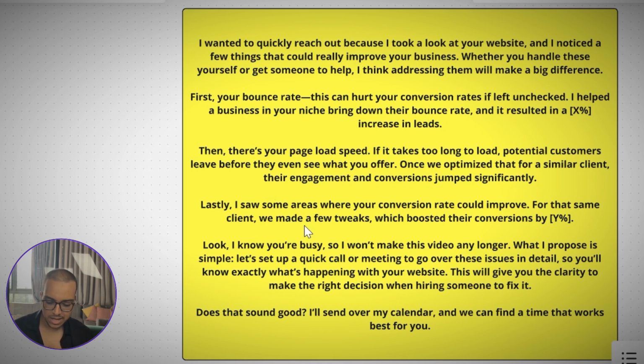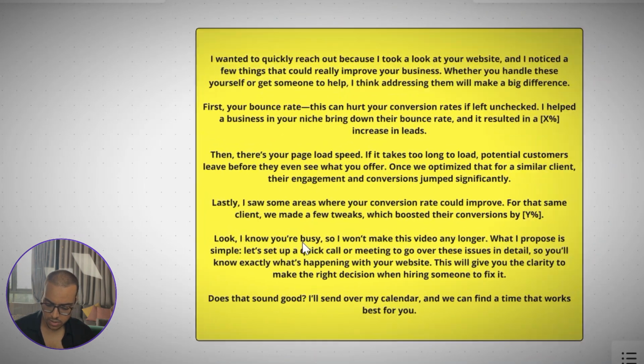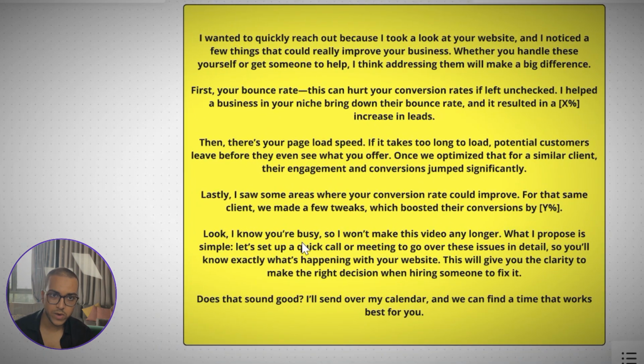That's going to eliminate any red flags, like, hey, is this person really worth it? Does he know what he's talking about? When you show proof right away, you eliminate that question right off the bat. Next thing, you're going to say something like, hey, look, I know you're busy, so they know you respect your time. I won't make this video any longer for you.